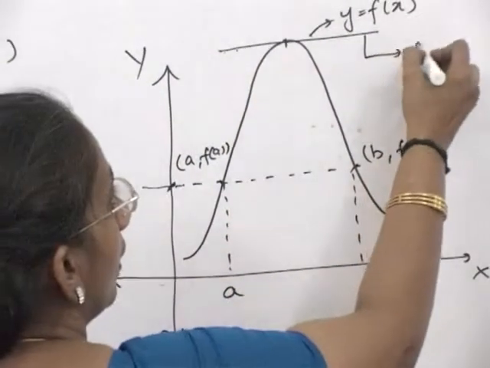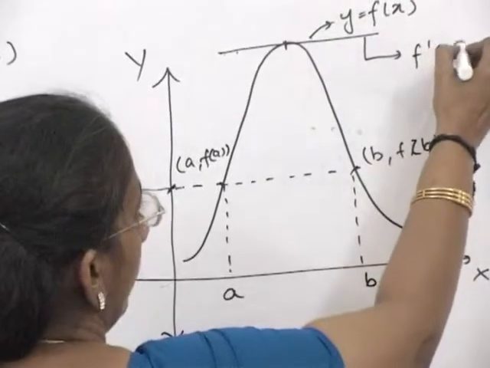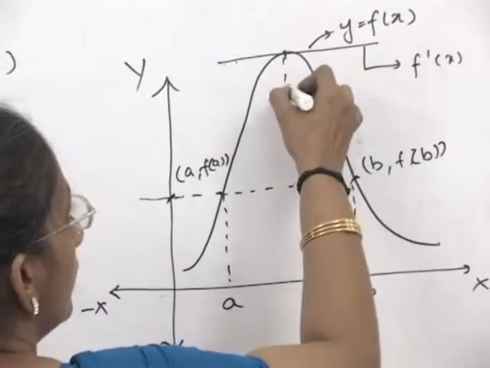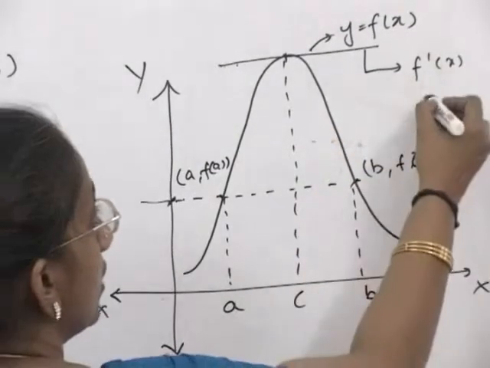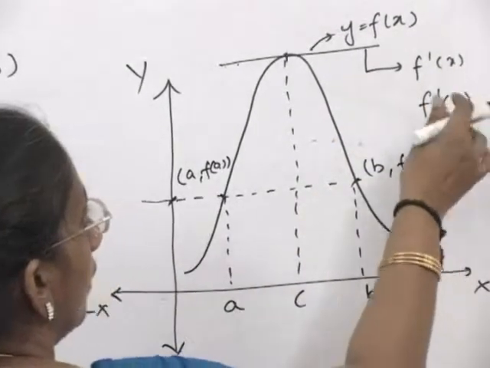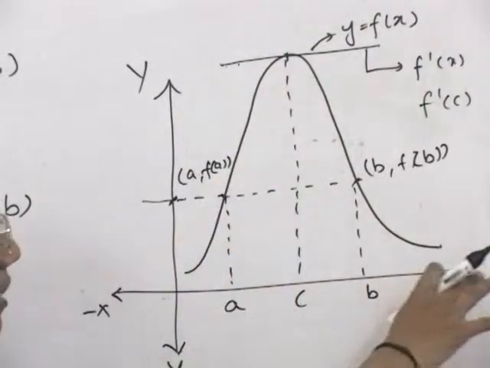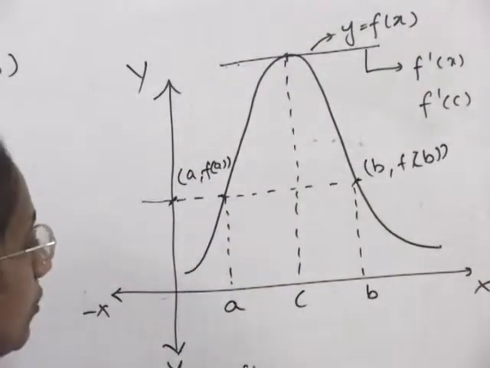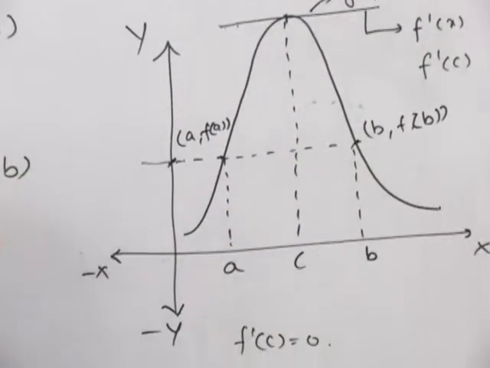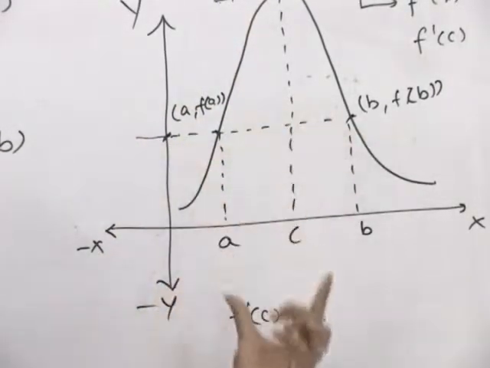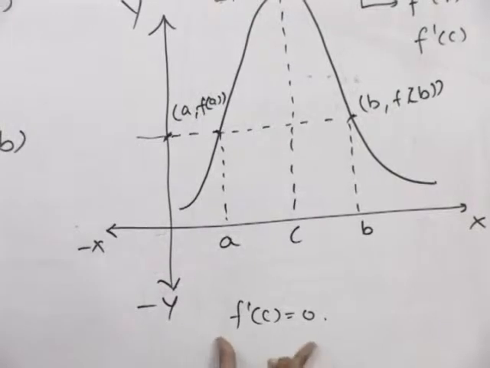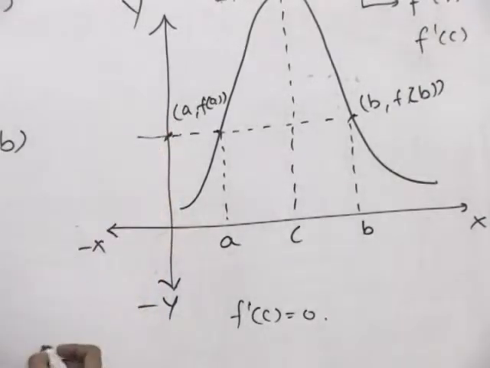It is nothing but f dash of x. Now if I take this point to be equal to c, then the slope of the tangent is nothing but f dash of c. Now since this tangent is parallel to the x-axis, f dash of c is equal to 0. So there exists a point c between a and b such that f dash of c equals 0. Now this is the geometrical interpretation of Rolle's theorem. Now what if it has only one such point, or can it have more?